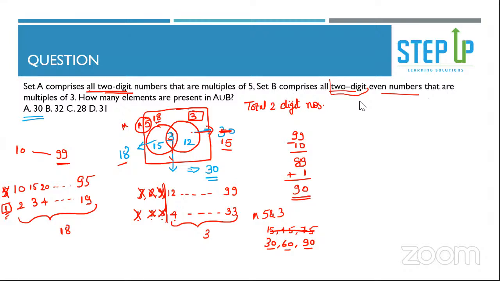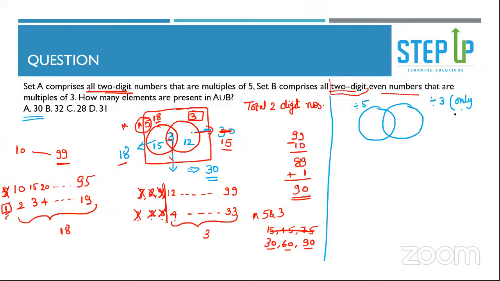Quickly, I repeat for whoever it is not clear. First of all, it has to be divisible by 5. Second, it has to be divisible by 3, but only what? Even numbers.